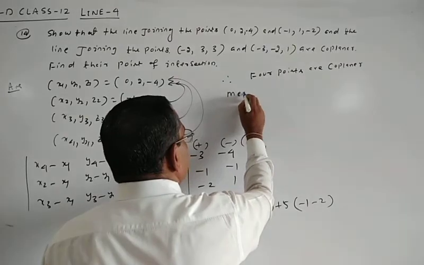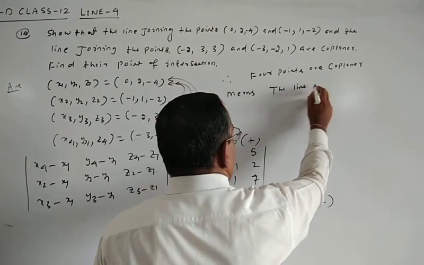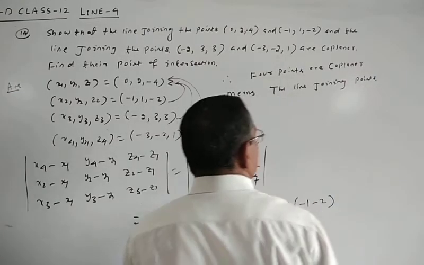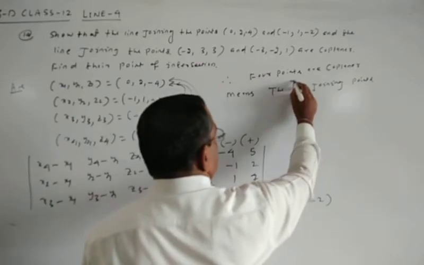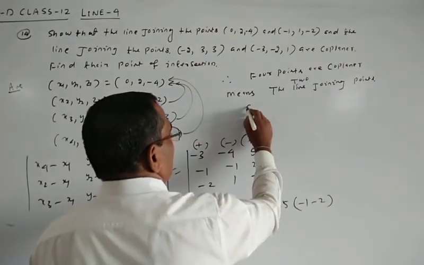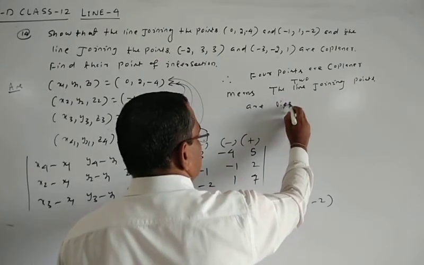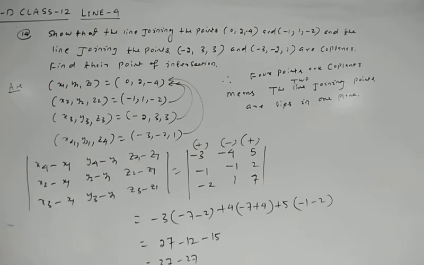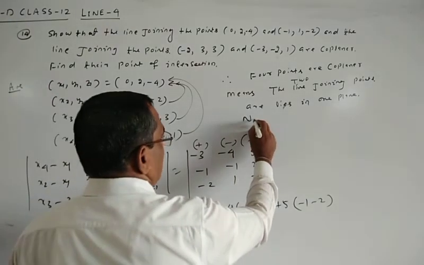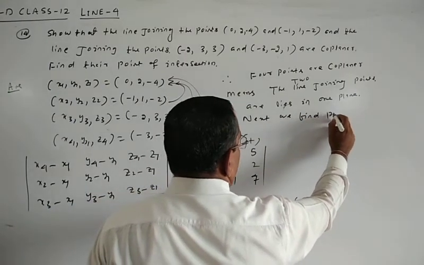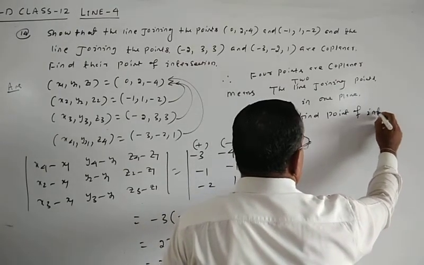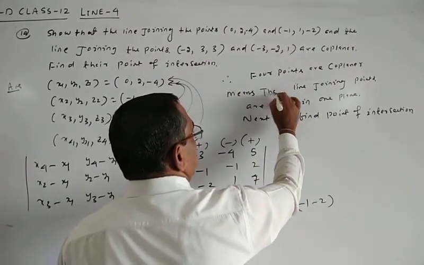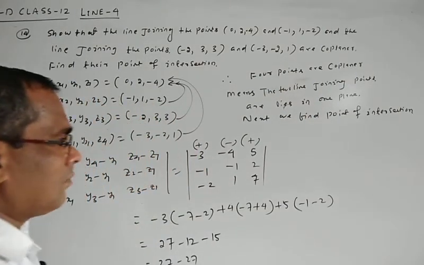That means the line joining the points, the two lines joining points, lie in one plane, which means they are coplanar, okay.